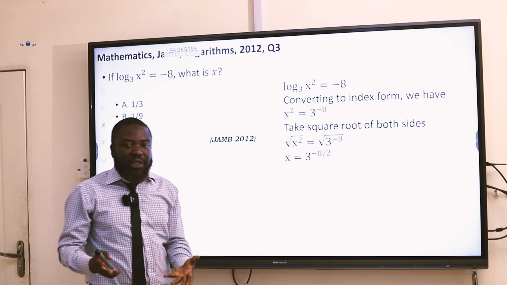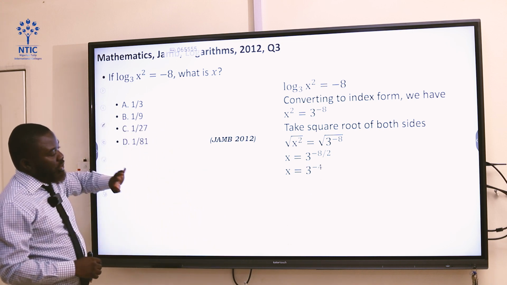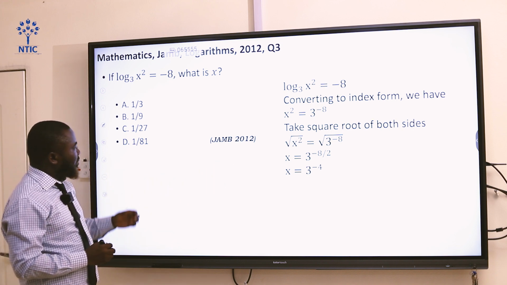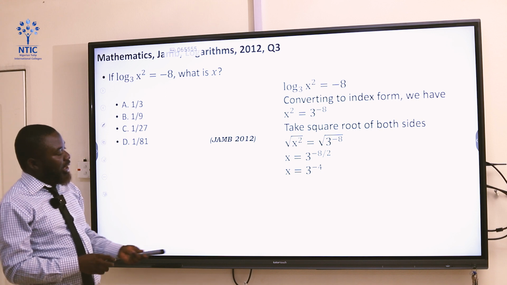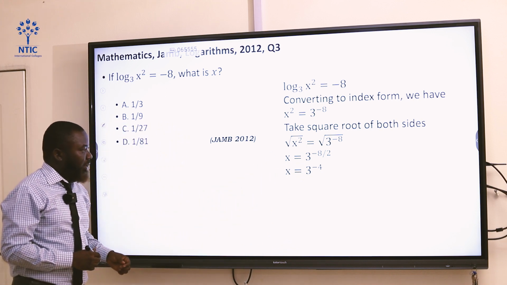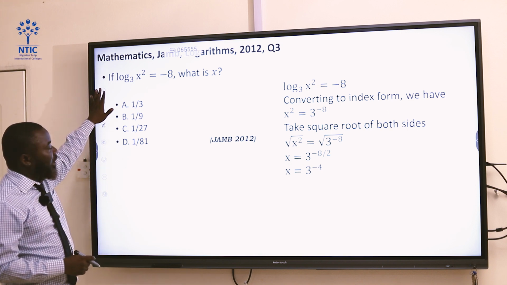Then what is minus 8 over 2? That will give us minus 4. So we have x equals 3 to the power of minus 4. And then if you have a negative power in index form, you are to express it as a fraction and then raise it to a positive power.